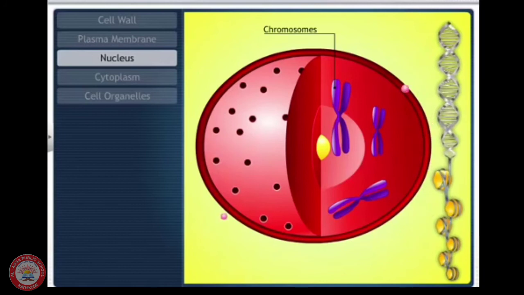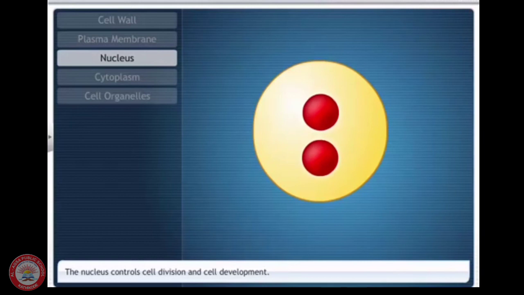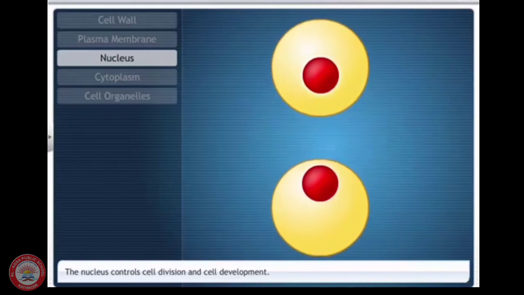Chromosomes contain information for inheritance from parents, and it is made up of deoxyribonucleic acid or DNA and protein. The functional segments of DNA are called genes. The nucleus controls the cell division or cellular reproduction. It also controls the cell development.